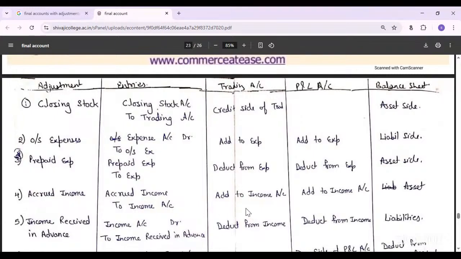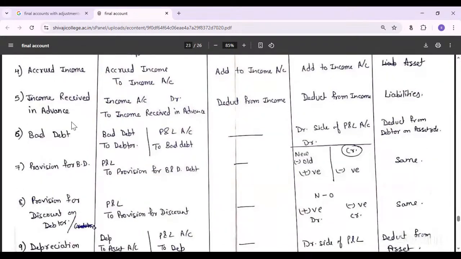Same way, accrued income, add to income. That means if it belongs to the P&L account, we take it in the P&L account. If it belongs to the trading account, we take it in the trading account. Again, on the asset side, we have to show it. Then income received in advance. Same way, bad debts is also given.